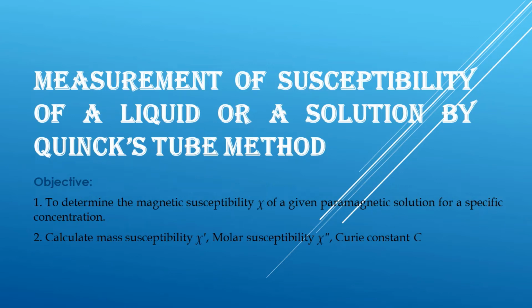Hello students, the next experiment is a measurement of susceptibility of a liquid or a solution by Quincke tube method. The objective of this experiment is to determine the magnetic susceptibility of a given paramagnetic solution for a specific concentration, and then to calculate the mass susceptibility, molar susceptibility, and Curie constant.